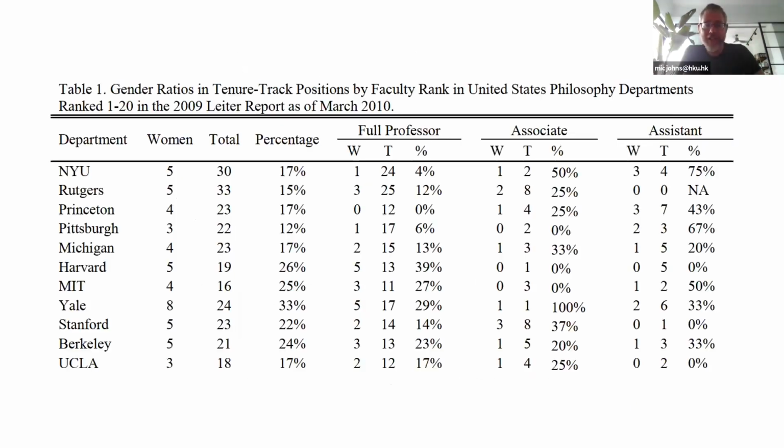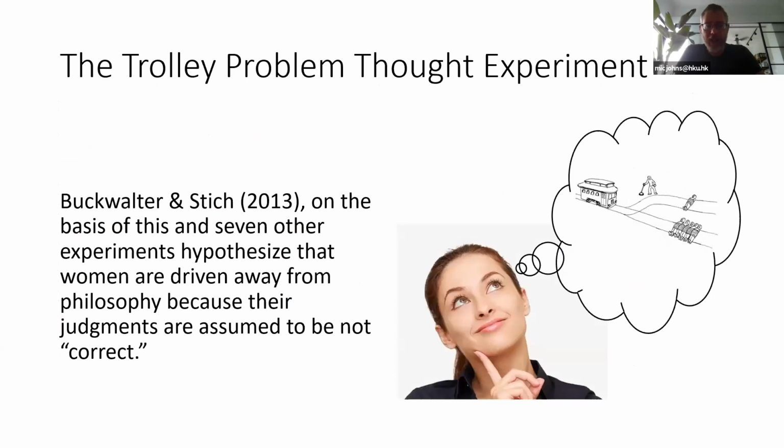And here's an interesting fact. Look at the 4th column down here that says percentage. This is the percentage of women faculty members at the top philosophy programs in the United States. 17%, 15%, 17%, 12% is not very high, right? And so Buckwalter and Stich in their 2013 article, on the basis of this experiment and 7 other experiments, showed clear differences between how women respond to the thought experiments and how men respond to the thought experiments, showing that they respond in different ways.